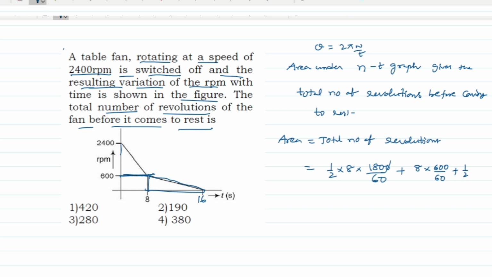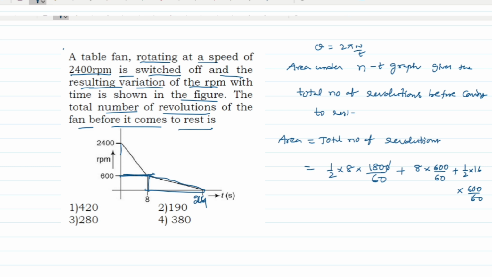Here it's not given anything, I think 24, students. This value will be 24 minus 8, which is 16, into 600 per 60 you can take.